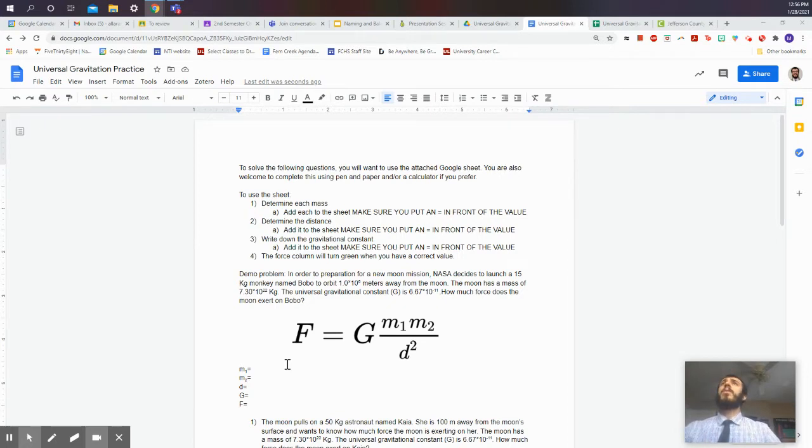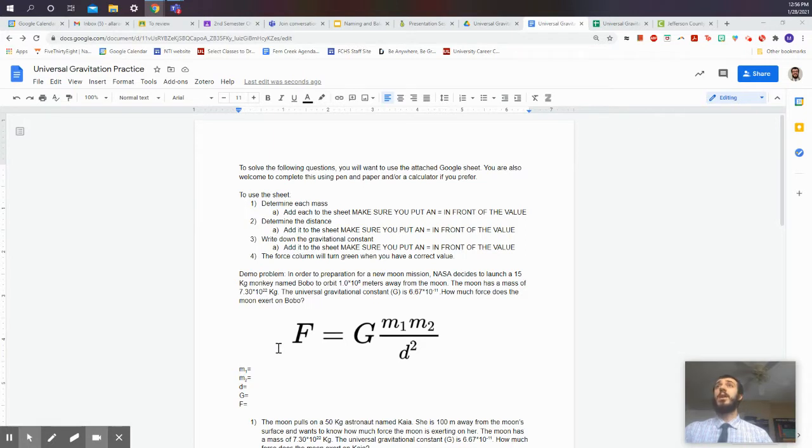In order to prepare for a new moon mission, NASA decides to launch a 15-kilogram monkey named Bobo to orbit 1.0 times 10 to the 6th meters away from the moon. The moon has a mass of 7.30 times 10 to the 22nd kilograms. The universal gravitational constant, which is big G, is 6.67 times 10 to the negative 11th. How much force does the moon exert on Bobo?